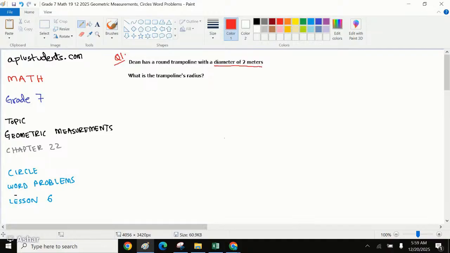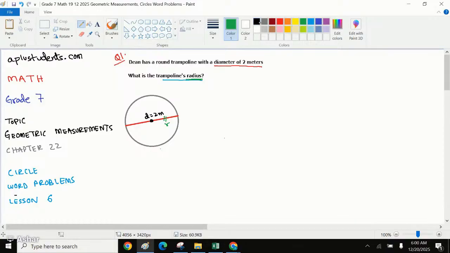What we need to do is find the radius of the trampoline. We can also do a rough sketch for our understanding. We can draw a circle. We don't have to do this, it's just for understanding. We draw a diameter. A diameter is a line that passes through the center of the circle. The diameter is given as 2 meters, and they are asking us, what is the radius?